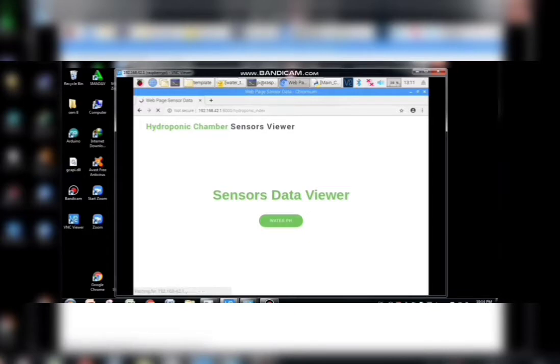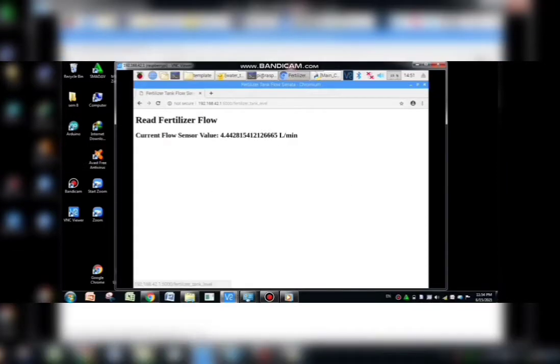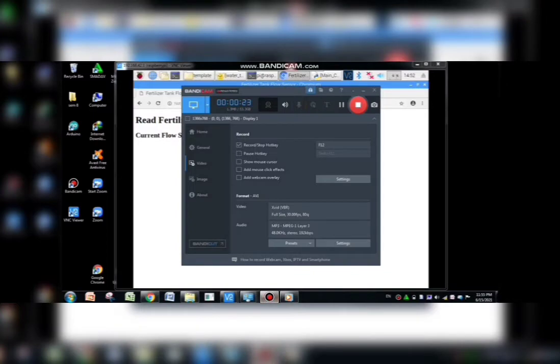Now for the water pH in the hydroponic chamber, its value is 6.66 pH. Now the flow sensor value, as I told earlier about the flow sensor, it turns off when the moisture is up to a specified level.